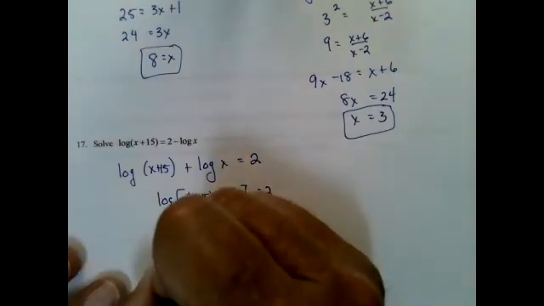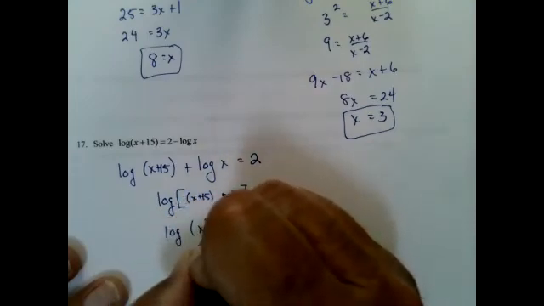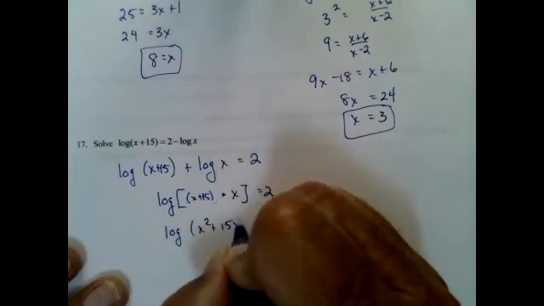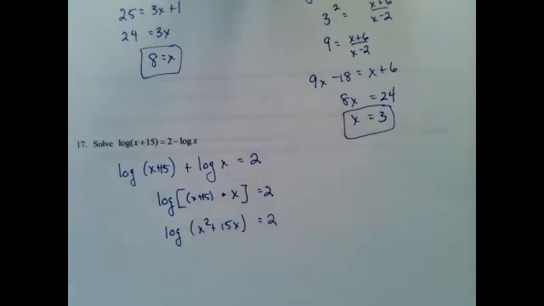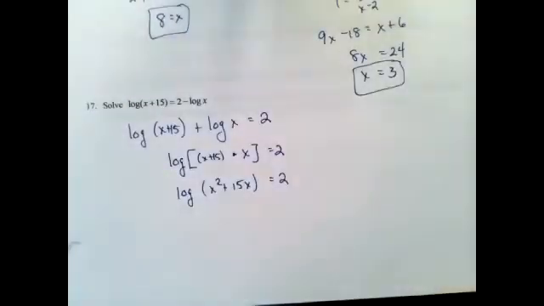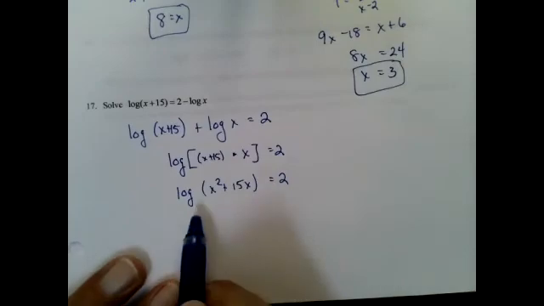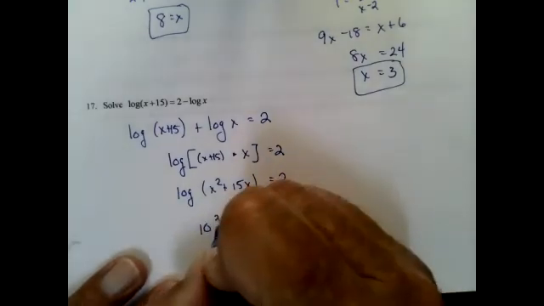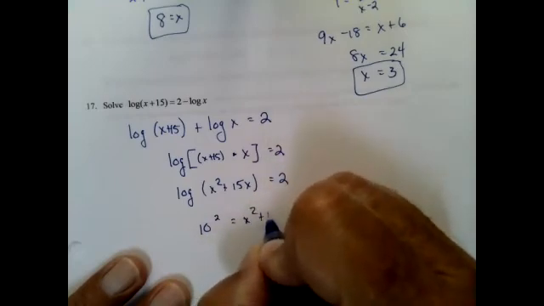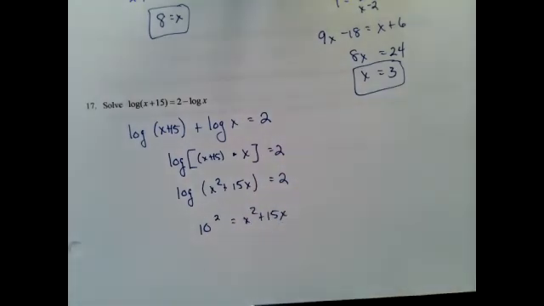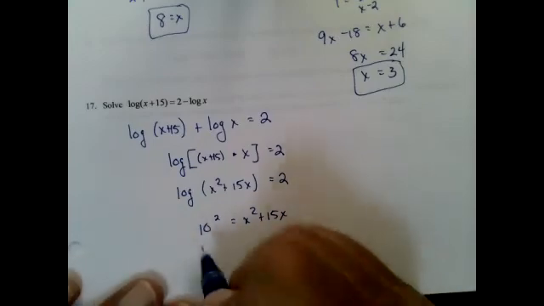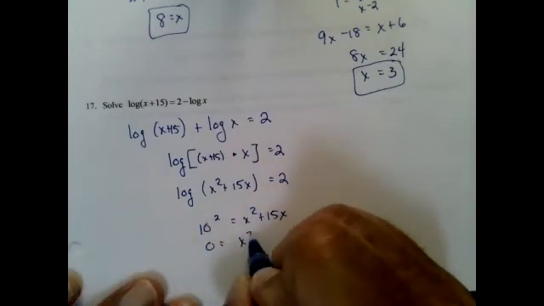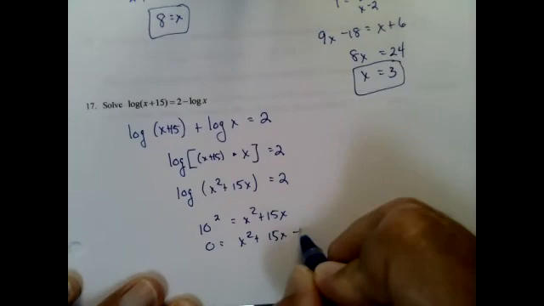This becomes log of x squared plus 15x equals 2. That's my common log. That means I have a log base 10. 10 to the second power equals x squared plus 15x. 10 squared is 100. And then I'm going to subtract it. X squared plus 15x minus 100.